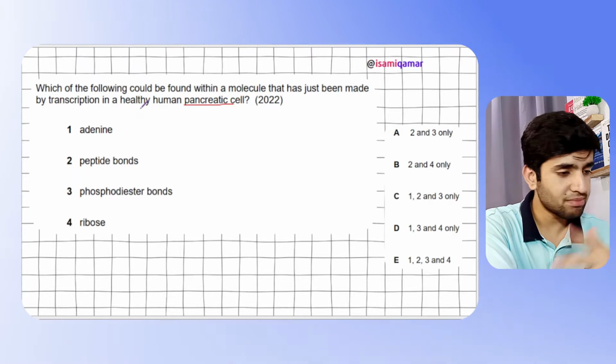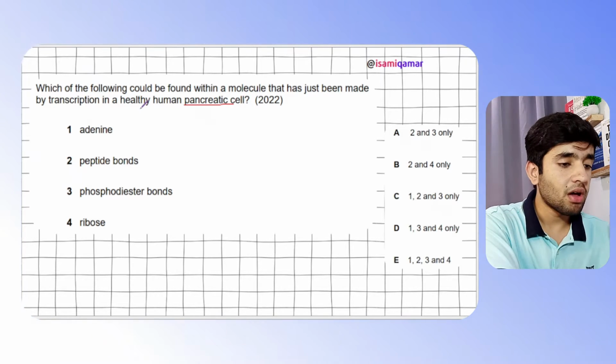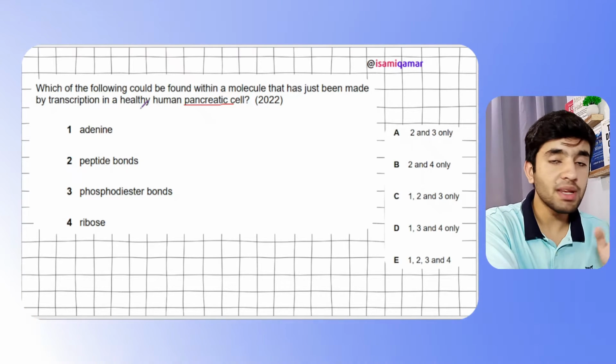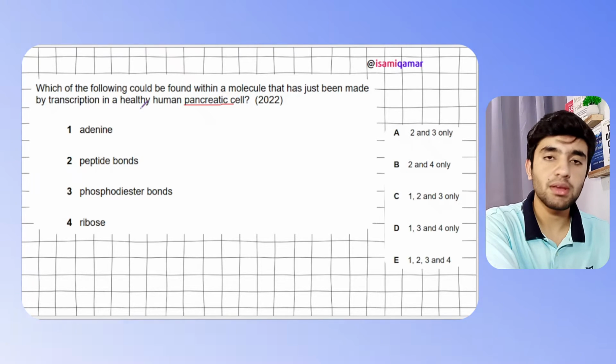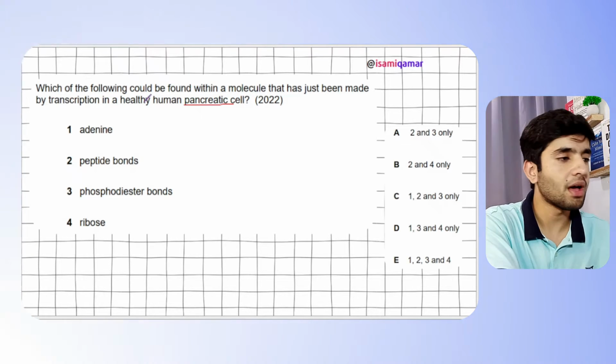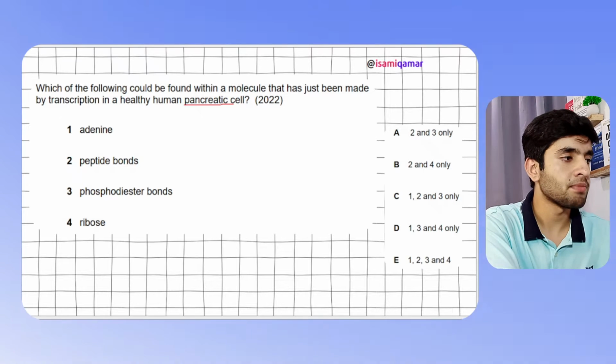Alpha cells produce glucagon, and beta cells produce insulin. You must know that, because if you don't know them, how are you going to sit an IMAT exam?